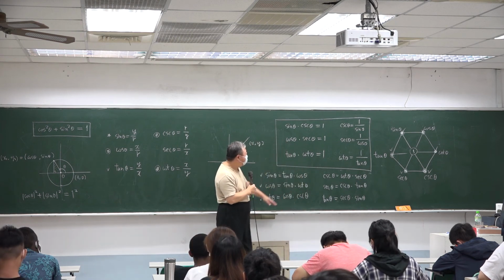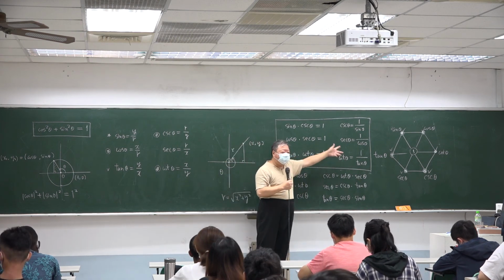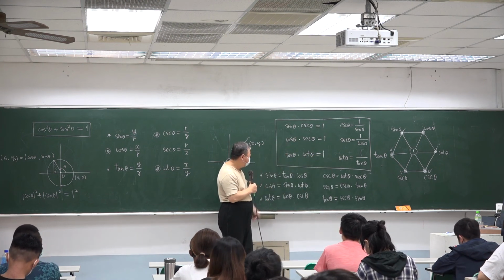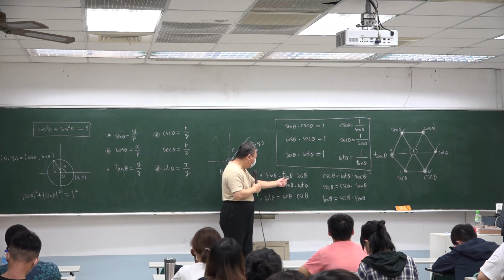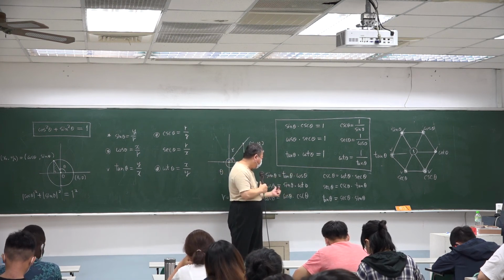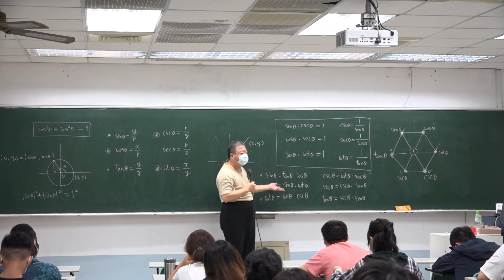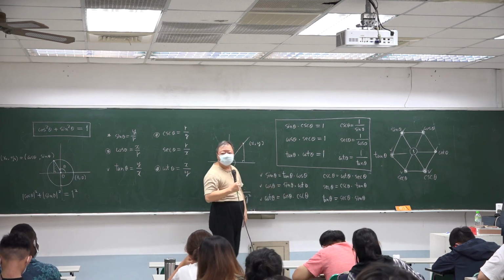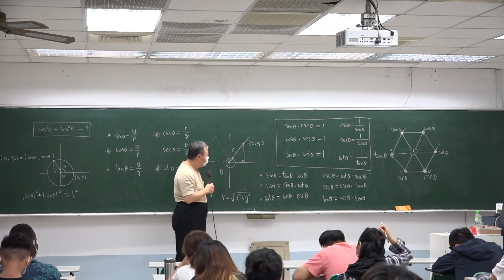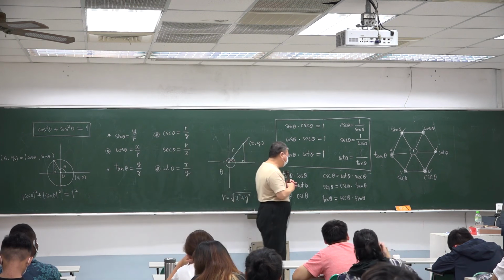Okay, so this is the reciprocal relation. This is tangent equals sine over cosine, and cotangent equals cosine over sine. This is called the quotient rule, the quotient relation.